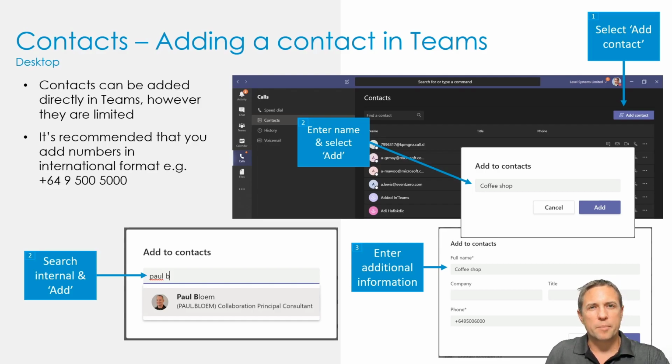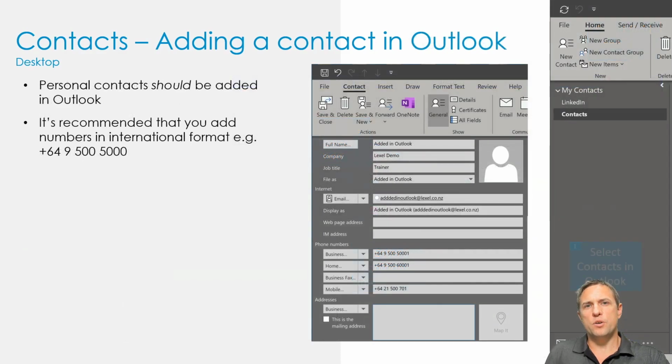So it's quite limited. I'd typically recommend, if you're going to add a contact from Microsoft Teams, keep it to internal users, because they're already populated with rich information, and you can search them and it's nice and quick. Whereas in the external contact example here, where I'm adding the coffee shop, there's really limited information I can add. So the recommended approach that I use is using Outlook to add other contacts, external contacts really.